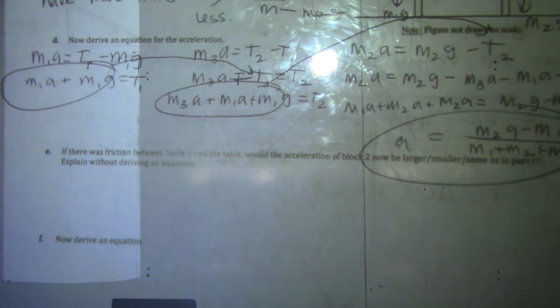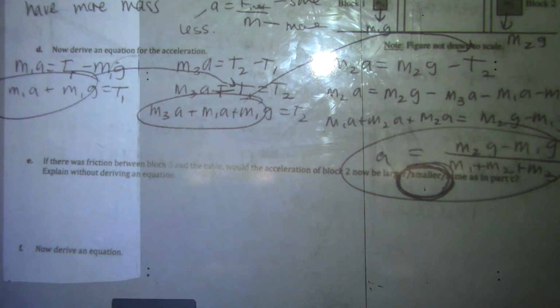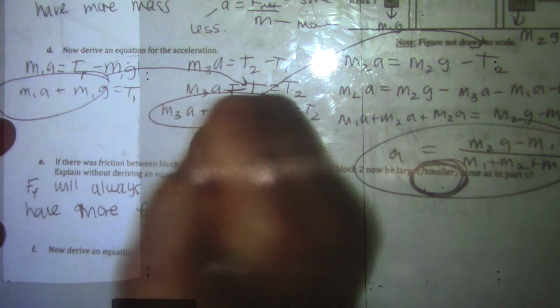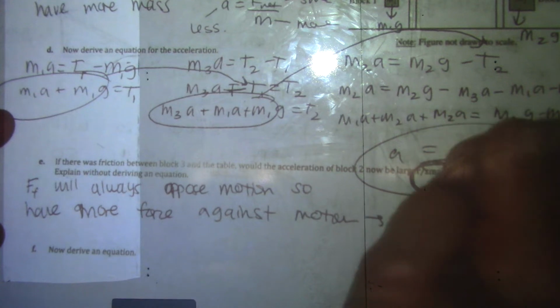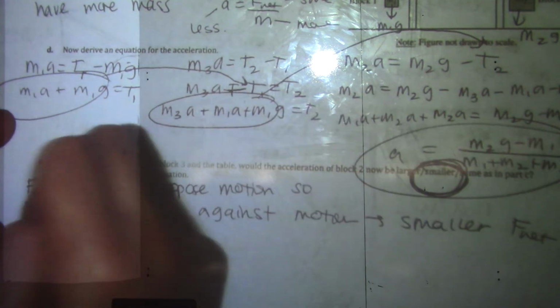Now, if there were friction, what would happen? So you should have said smaller, because friction is always going to decrease the energy, right? It's always going to go against the motion. So you could think about it in terms of energy. I thought about it in terms of force. Force of friction will always oppose motion. So you have more force against the motion, which means a smaller net force, so less acceleration.